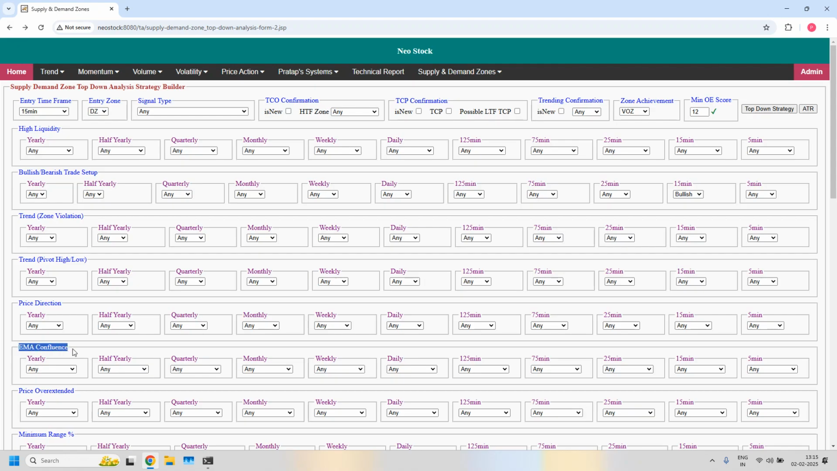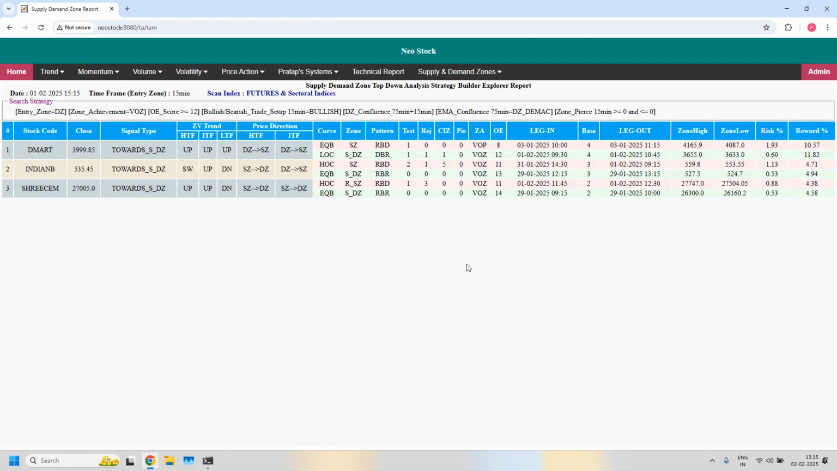In the EMA confluence at 75 minutes, this is not the entry time frame, it is the ITF time frame. Entry time frame is 15 minutes. That zone is overlapped with 75, that means part of the 75. That's why we are looking for whether the 75 minutes demand zone has daily EMA confluence or not. We are verifying. With this filter, we got 3 stocks. So these 3 stocks, these 15 minutes demand zones are even more high probability setup supported demand zones.